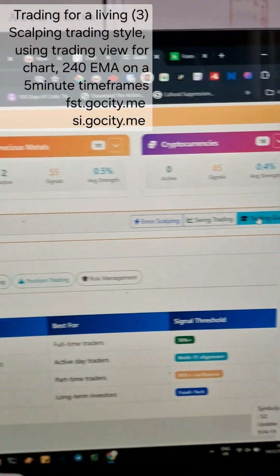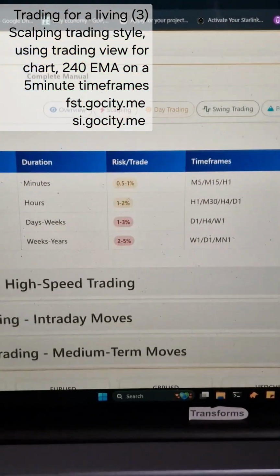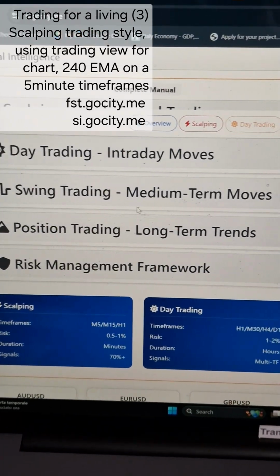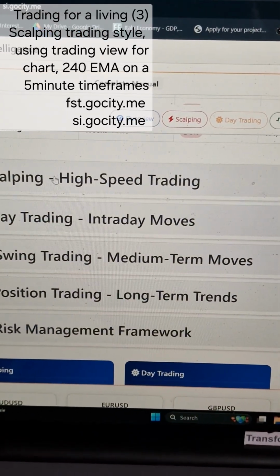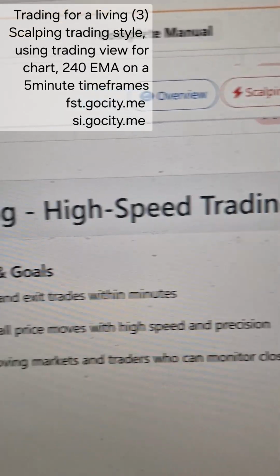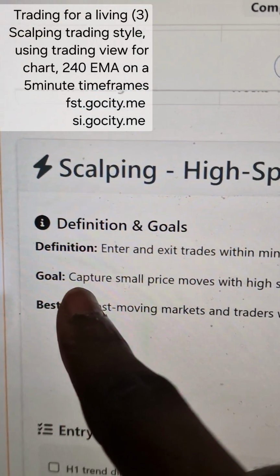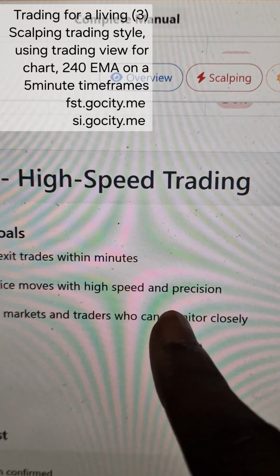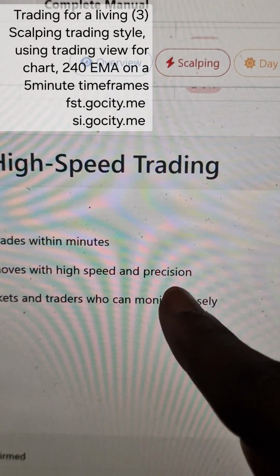Always look at the documentation for reference on what is expected. I said the goal of scalping is to capture small price movement with high speed and precision.